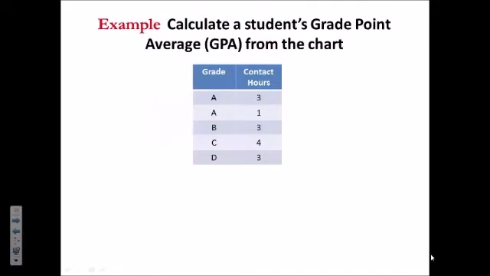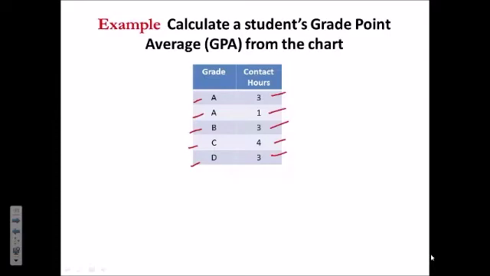Here's an example. Calculate a student's grade point average, GPA, from the chart. The student has an A in a 3-hour course, or a 3-credit course, another A in a 1-credit course, a B in a 3-hour course, a C in a 4-hour course, and a D in a 3-credit-hour course.